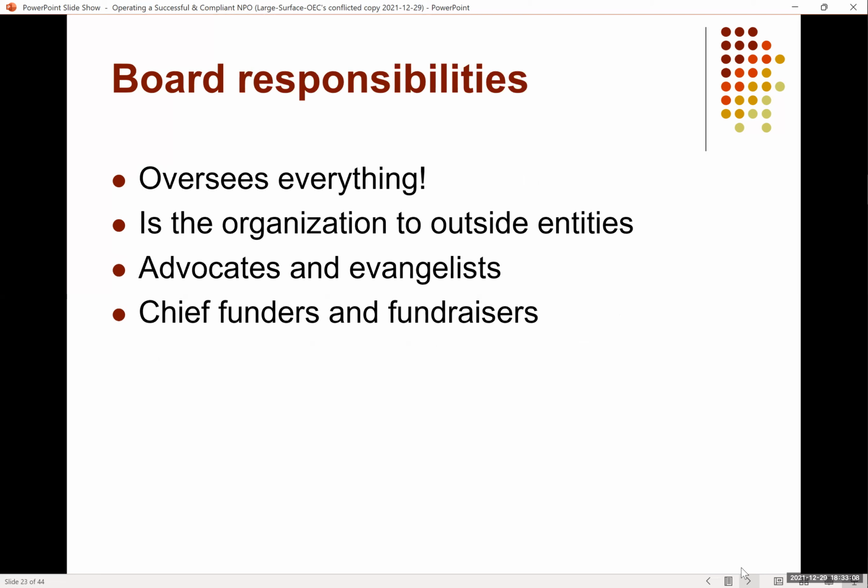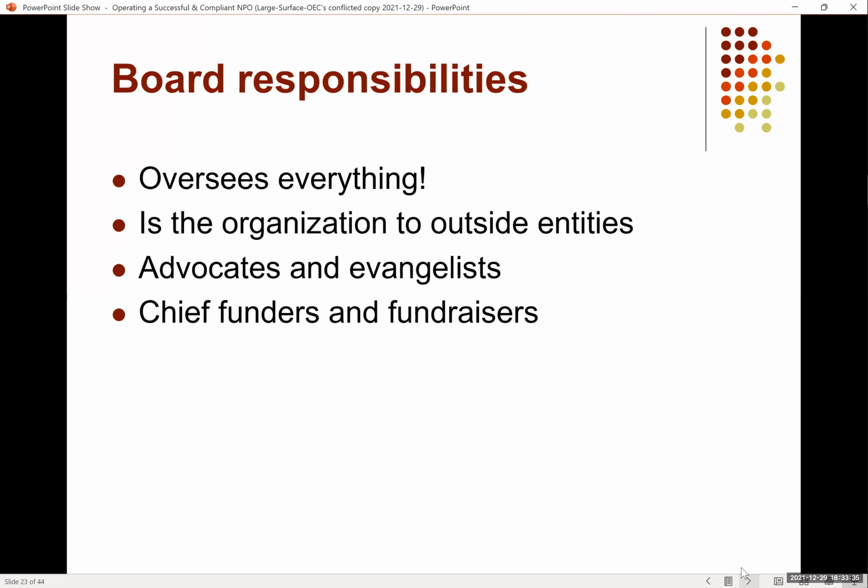So what the board does, they oversee everything. Your executive director and your staff and your volunteers shouldn't be doing anything unless the board allows it. The board does give you parameters as you grow, but the executive director is just the chief manager that reports to the board and makes sure that they orchestrate everything that the board is asking.